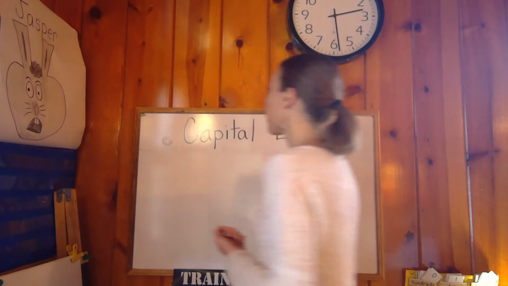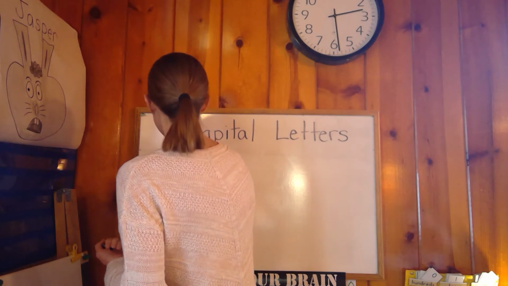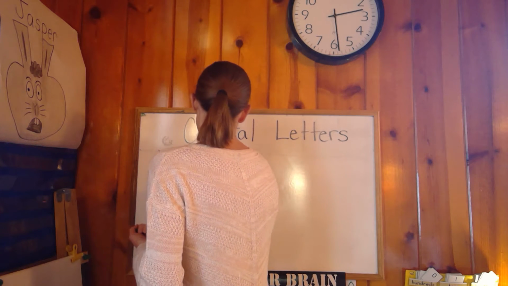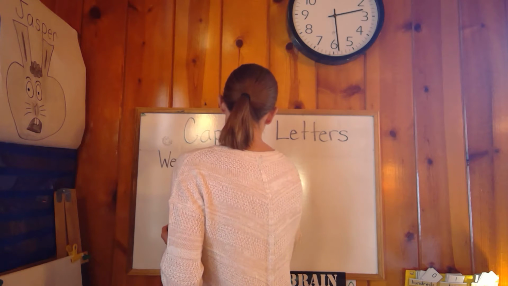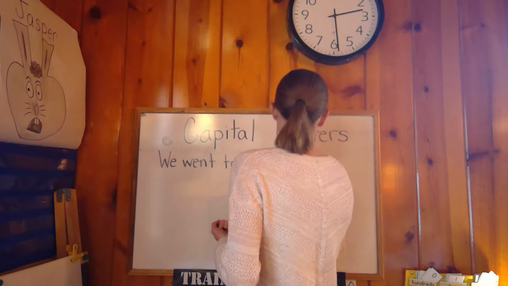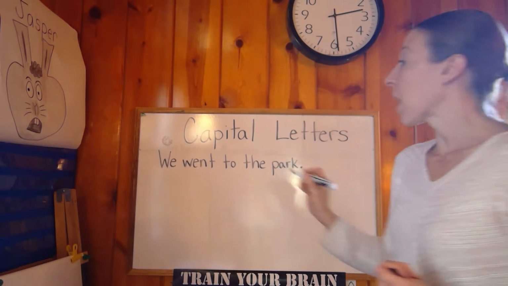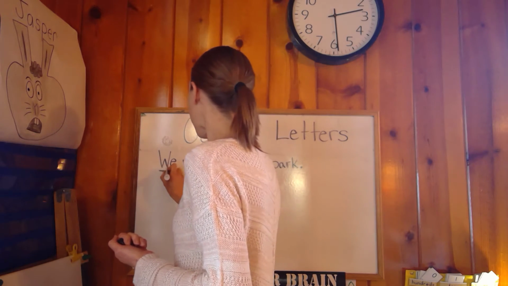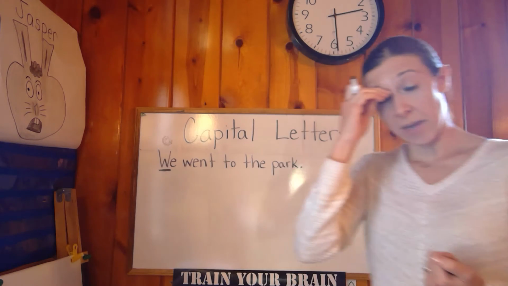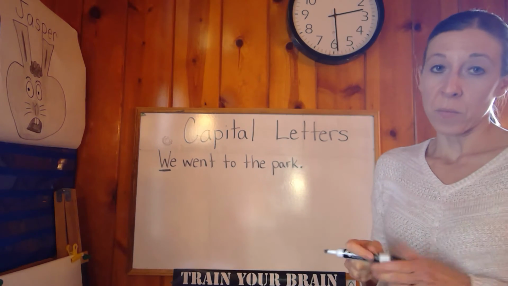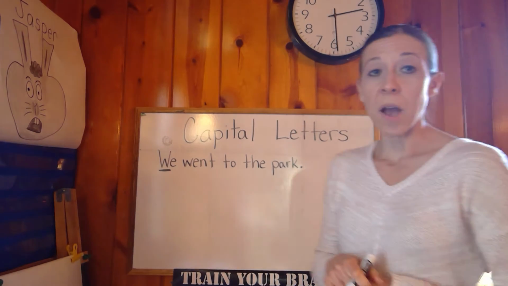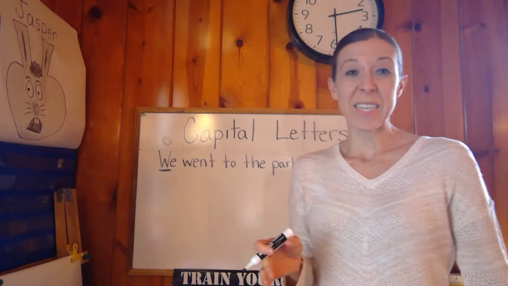So here's an example. We went to the park. So because this was our sentence, at the beginning, we had to have a capital letter. So we always know that capital letters come at the beginning of a sentence. Here's another reason why we would need a capital letter. We need capital letters when we are talking about specific places.